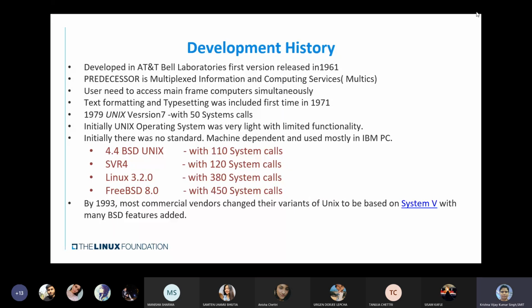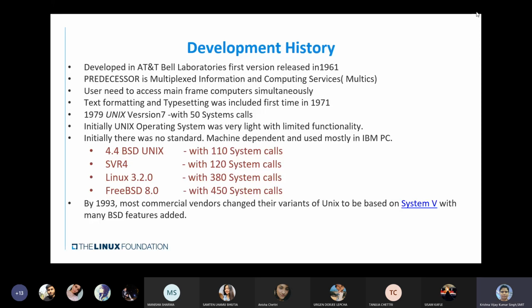So if the number of system calls is increasing, the size of the kernel is increasing, and we are getting a more sophisticated way, a more specialized way, and more options to make use of the resource. This is how the size of the kernel has grown from 50 system calls to maybe nowadays 700, 750.